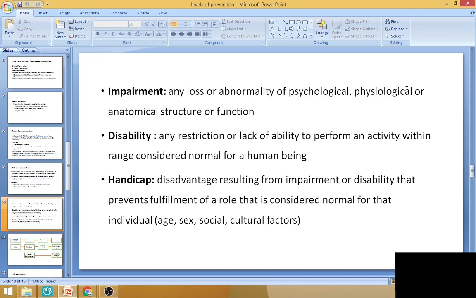Understood? And not being able to go to the toilet is a disability, but he has not lost his role as a typist because he lost his lower limb. He can still type with his hands, right? So there is no handicap in that scenario. Understood? Yes, ma'am. Okay, so this is the difference.